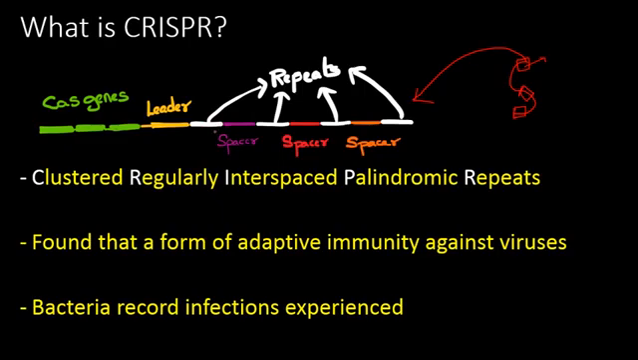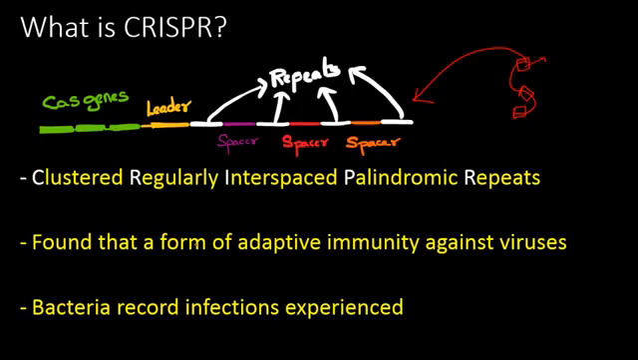The white is the repeat, and they were palindromic. That means the base pairs, if you read from this direction or this direction, are the same. That is what you call a palindrome. So it is clustered within the genome, and within the clusters there were regularly interspaced palindromic repeats, and in between the repeats were spaces, and these spaces varied from one to the next and were never the same. Between the repeats were seen the spaces.